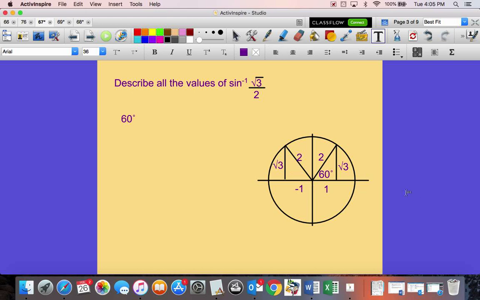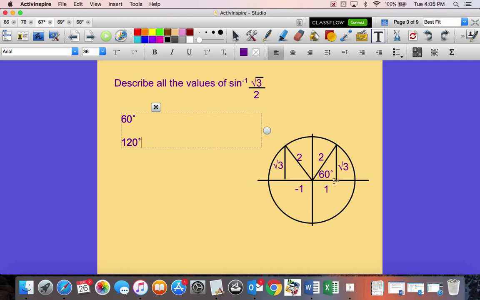But this would still be a reference angle of 60. The only difference is that it's in the second quadrant, so we have to go 180 minus 60 to get 120 degrees. But this time it says describe all of the values of this.